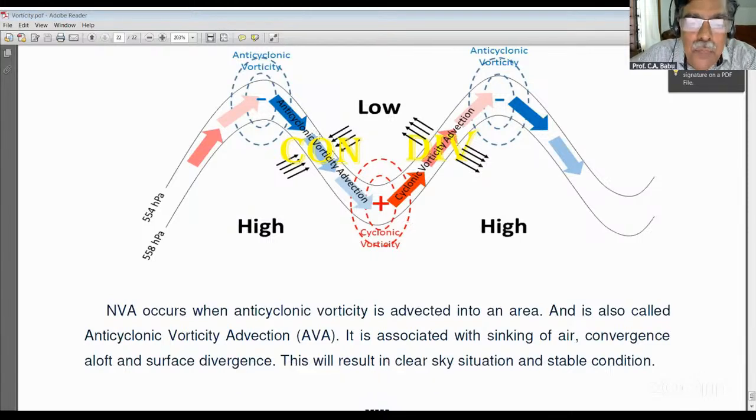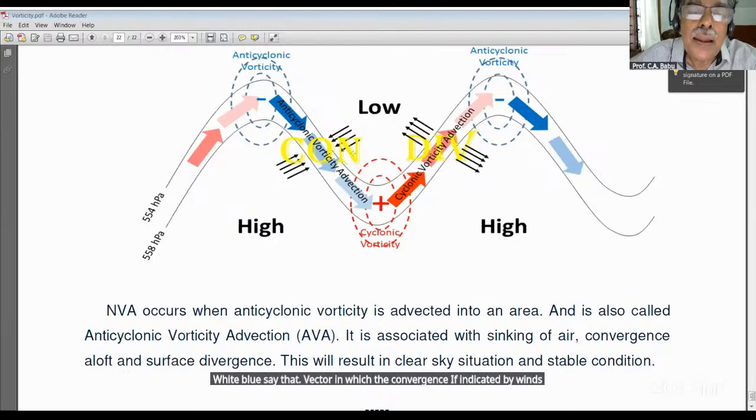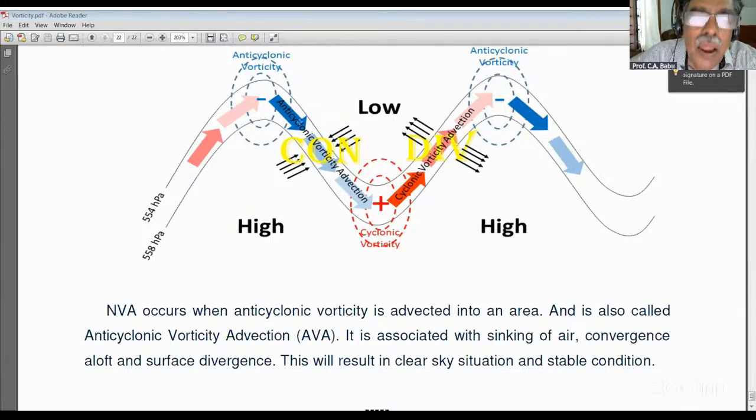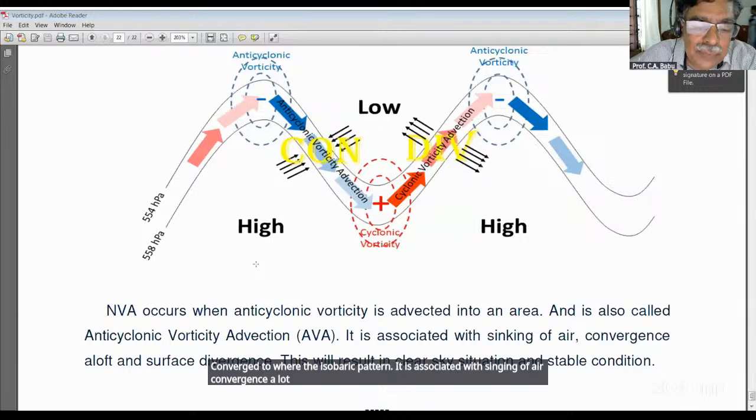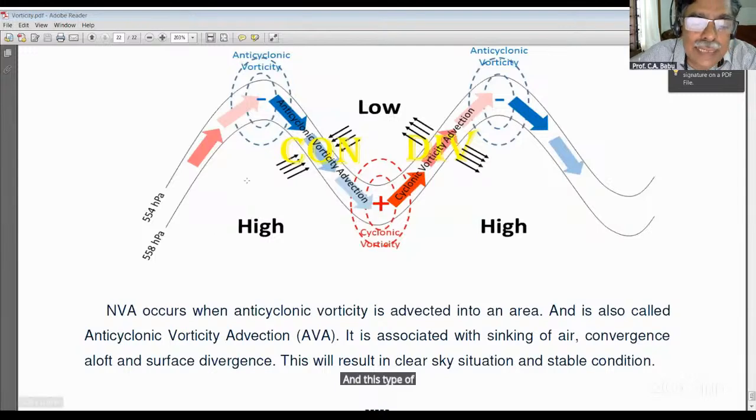by a blue shaded vector, in which the convergence is indicated by winds converging towards the isobaric pattern. It is associated with sinking of air, convergence aloft, and surface divergence. And this type of negative vorticity advection results in clear sky situation and stable condition.